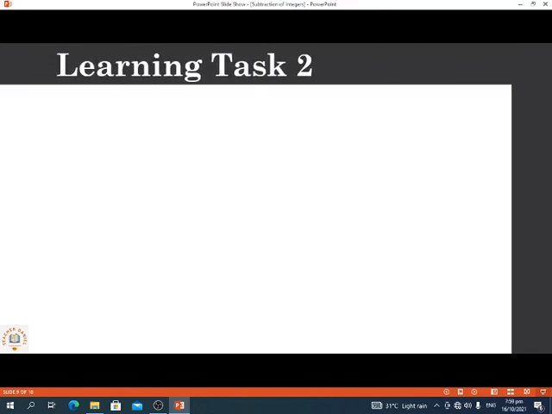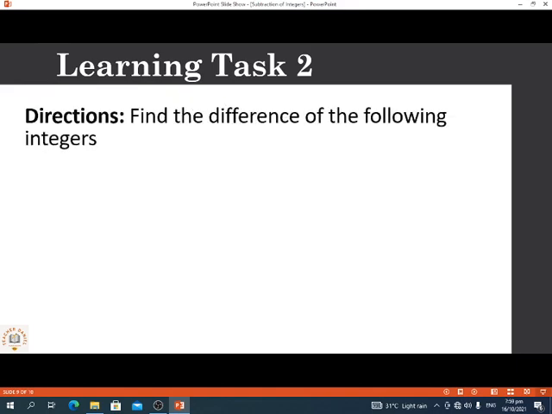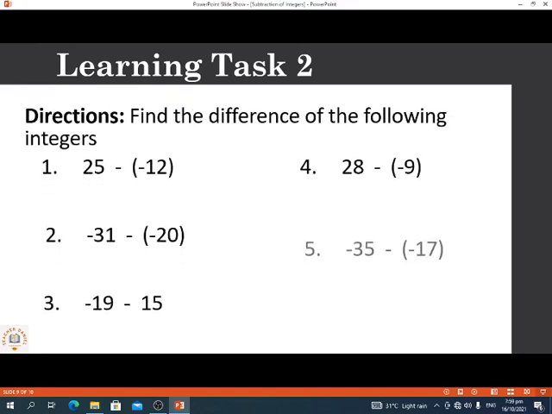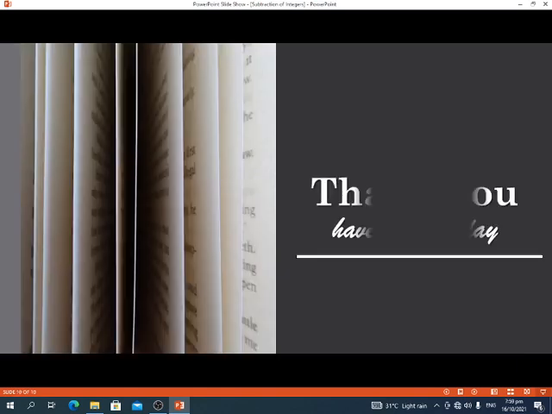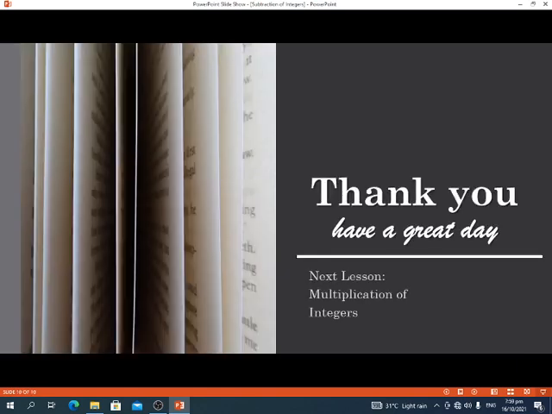So now I think you are ready to answer this learning task number 2. On a sheet of paper, copy and answer. That's all for this morning class. Thank you and have a great day. Our next lesson is all about multiplication of integers.